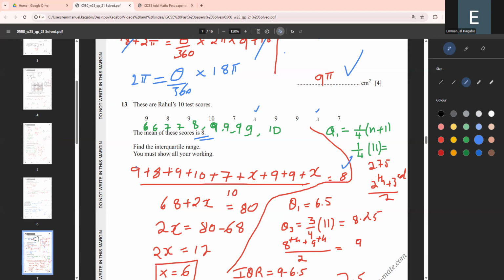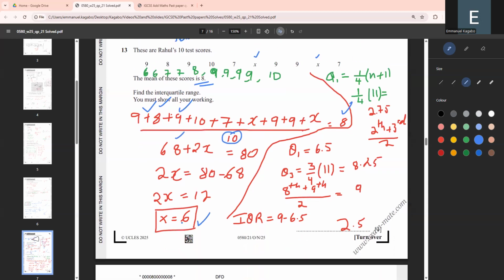Are we together? Now, if you add all of this plus that, this is 9 plus 8 is 17, plus 9 is 26, 36, 43, plus 18. That is going to give you that. Then it's going to give you, I did cross multiply here, plus x is 2x. Then this one times that gives me 80. So I'll get 2x is equal to 80 minus 68. So x is equal to 6. I've got my values. Okay. Now I've got my value of x. How many marks are those? Those are 4. Now find the interquartile range.